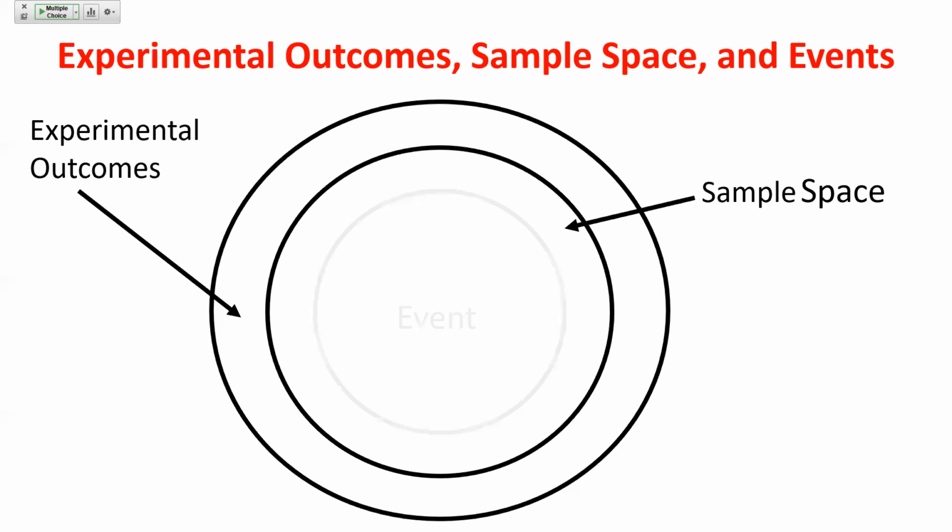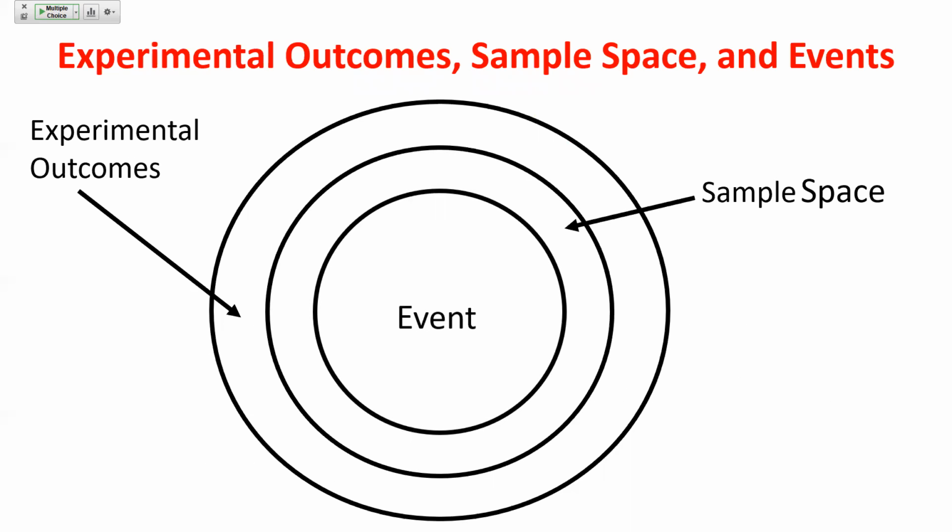So if we had a visual of this, our experimental outcomes is everything we can see. Our sample space is just the outcomes that we realized by running this experiment. And then the event is some subset that we're interested in, right? We're not interested in every outcome, just a couple of them. This will become a little bit more clear when we start working through some problems, but this is the general setup of what we're doing. Okay.